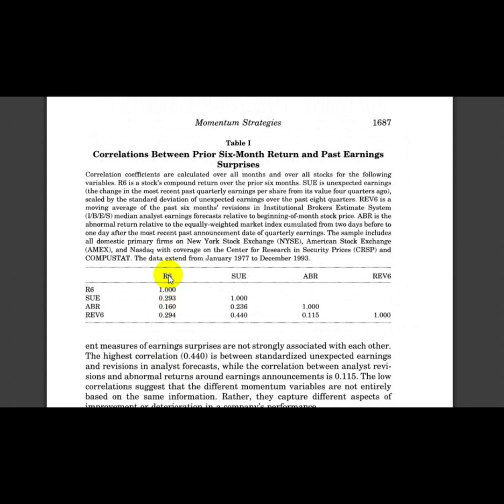And so if you remember, the R6 is the actual compound return over the past 6 months. The SU was the difference in the current month's unexpected earnings compared to the earnings 4 quarters ago, and that's scaled by the standard deviation of that difference over the past 8 months. The ABR was the returns of the stocks minus the equal weighted market return accumulated over 3 days around the earnings announcement. And so the Rev 6 is the moving average of the past 6 months earnings announcements, revisions.